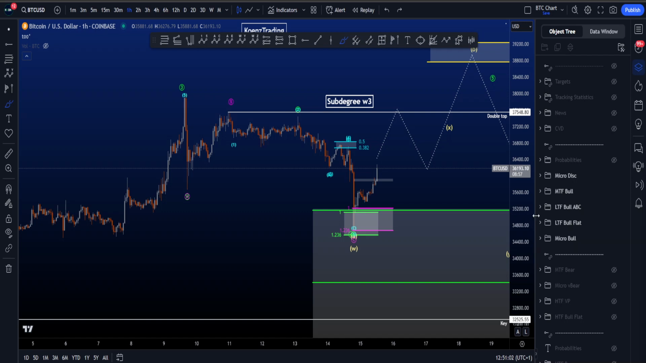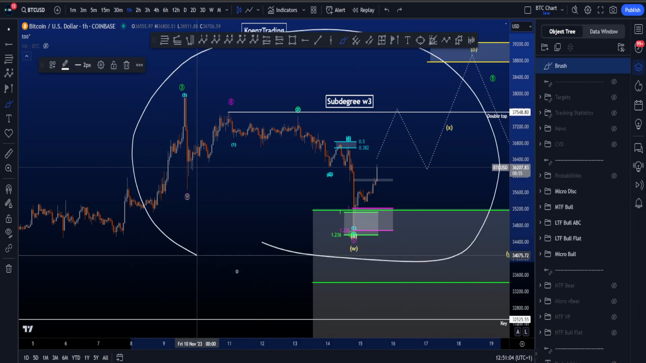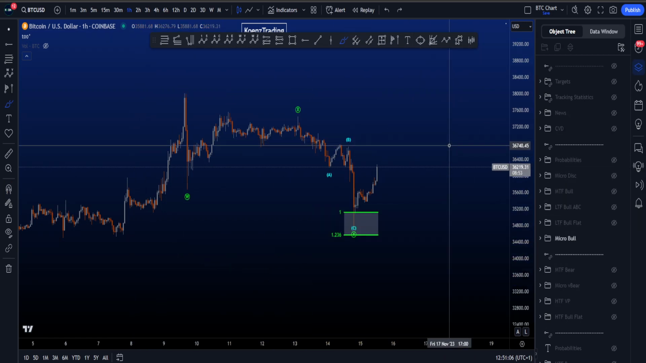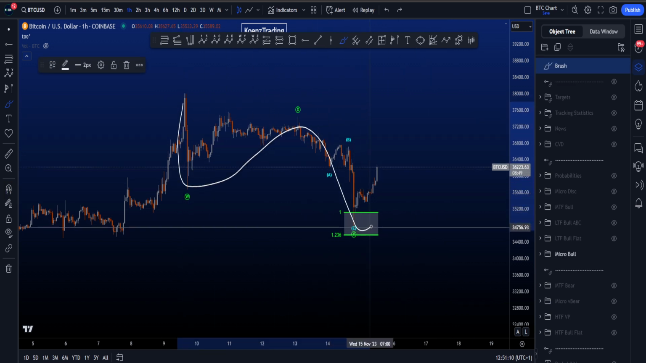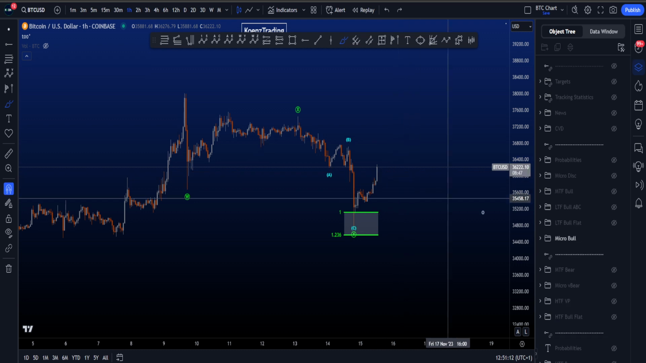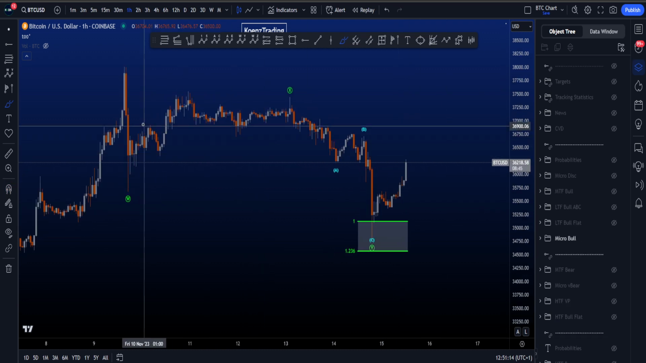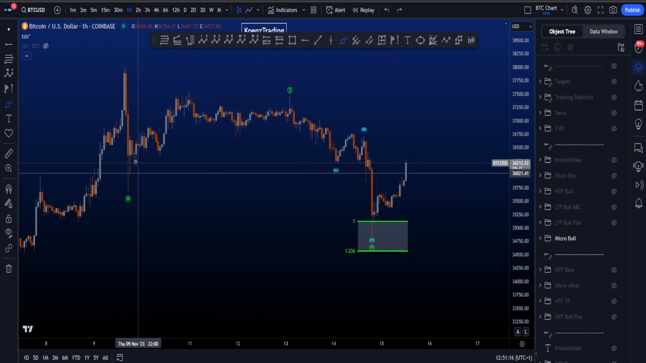Hi everyone, let's go over my bullish and bearish Elliott Wave scenarios on Bitcoin, starting with the micro bullish scenario where we're looking for a finished WXY double zigzag and we're now looking for price to move towards the upside. In this scenario, wave W is a zigzag by itself.